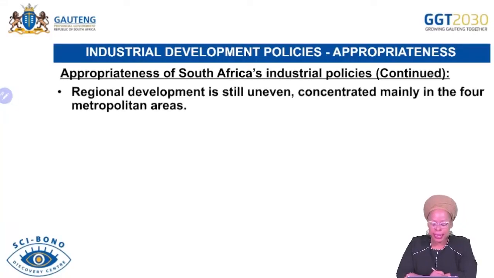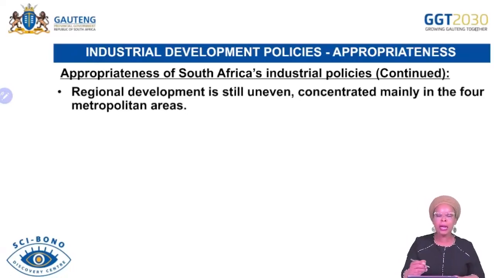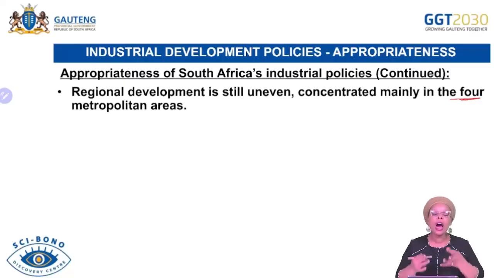Appropriateness of South Africa's industrial development policies. We still have a problem. I did mention that during the past government, the industries were concentrated in 4 metropolitan areas. This is still the problem, where we find that in Gauteng province, in the Western Cape, in East London, and in Durban, we still have a concentration of industries, whereas there are still those regions in the country which are neglected.